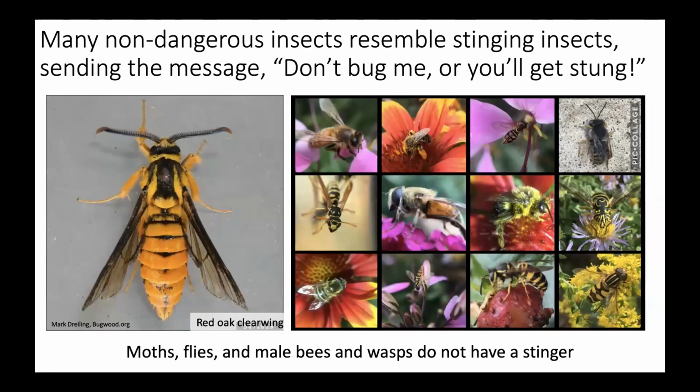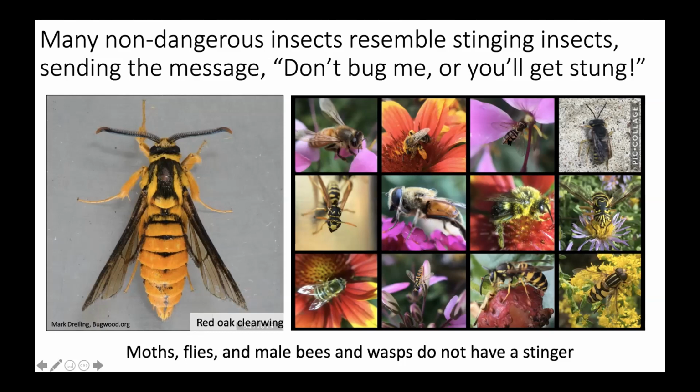There are also many non-dangerous insects that look like stinging insects that still send that message, so they can escape. This really cool moth looks very wasp-like. It's a Raspberry Clearwing, but those colors just say, don't eat me. And a lot of insects that have stingers are all going to be female, because it's a modified ovipositor, which is used to lay eggs. So if the male looks like a female and also doesn't have a stinger, they get left alone.